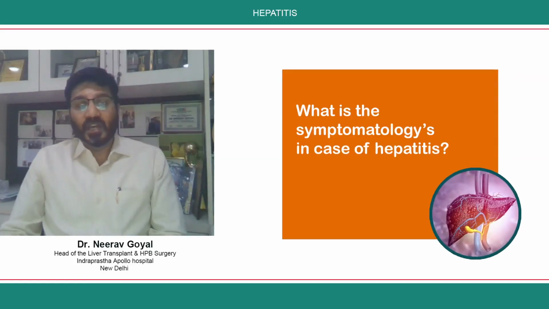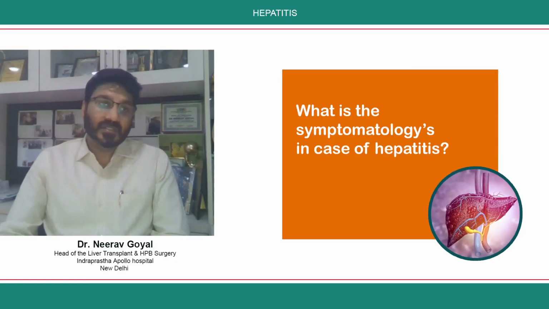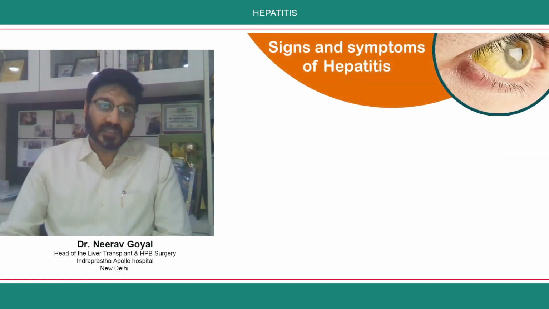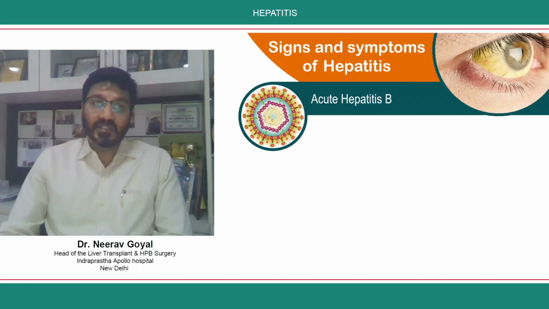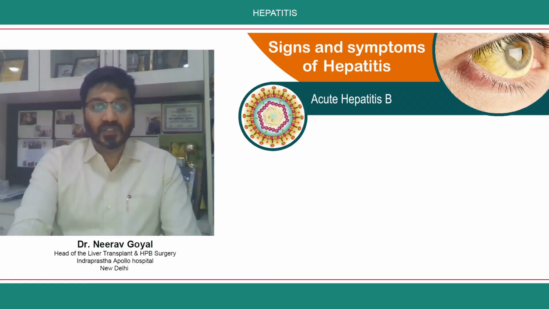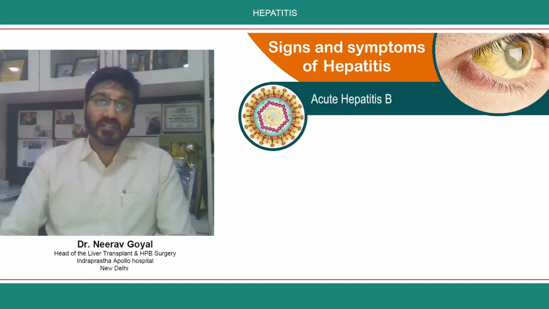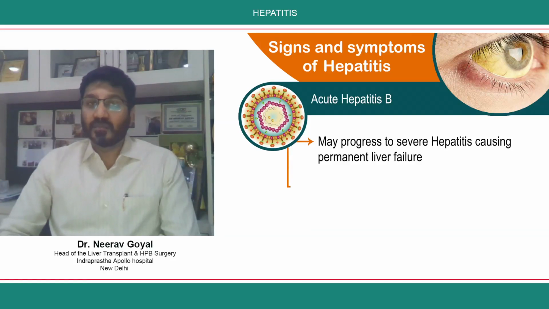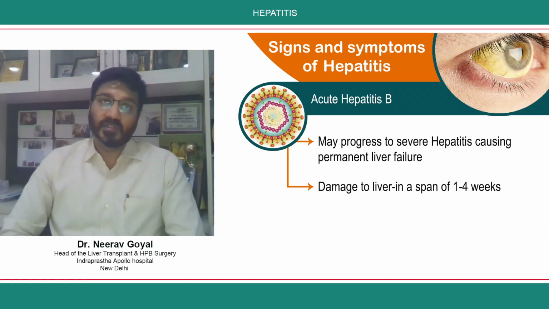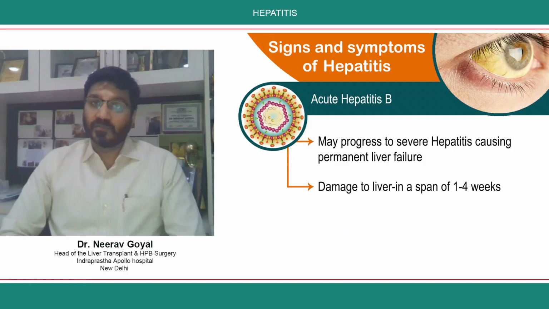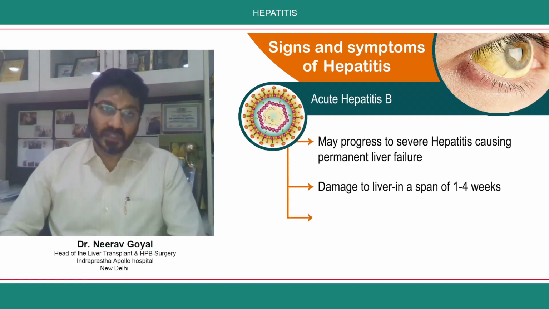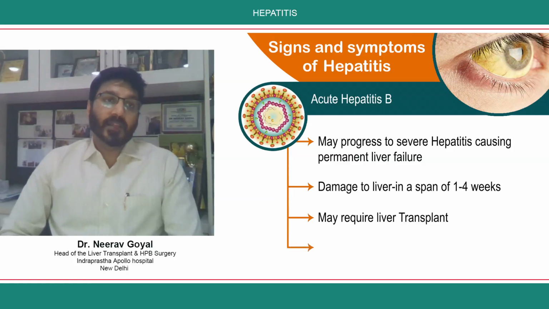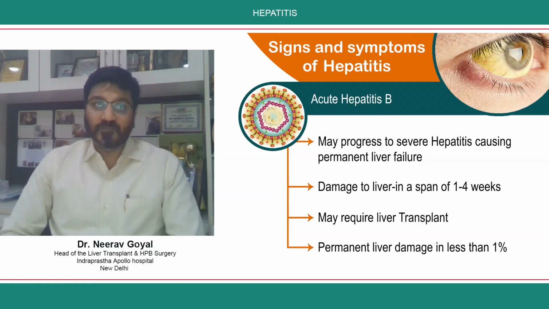What are the symptoms? How are these patients presenting to us? So the signs and symptoms of hepatitis B virus. The clinical illness associated with acute hepatitis B virus infection may range from mild disease to a disease as severe as fulminant hepatic failure, in which there is sudden damage to the liver, and in a span of as short as 1 week to 4 weeks, the liver may get severely damaged, even landing up with a liver transplant. So fulminant hepatic failure will occur in less than 1% of patients.